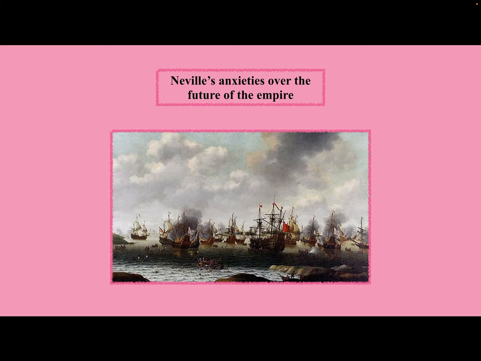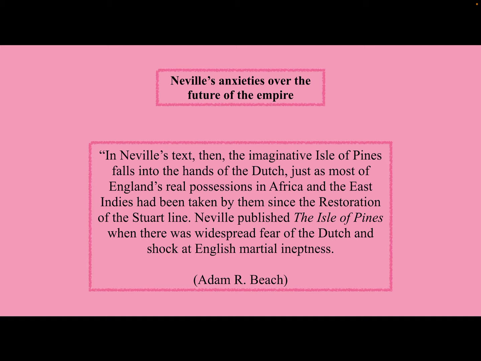The fact that it is a Dutch trading ship that arrives at the Isle of Pines 100 years after George Pines arrived there is significant. It is the Dutch that bear witness to the deprived and backward degeneration of the English. Adam R. Beach writes most extensively on this area, and he posits, "In Neville's text, then, the imaginative Isle of Pines falls into the hands of the Dutch, just as most of England's real possessions in Africa and the East Indies had been taken by them since the restoration of the Stuart line. Neville published The Isle of Pines when there was widespread fear of the Dutch and shock at English martial ineptness."